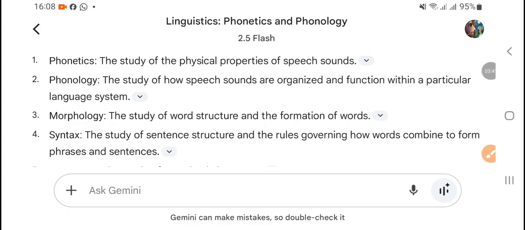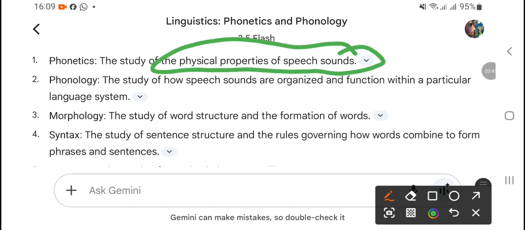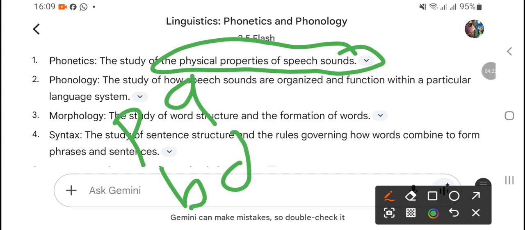Phonetics is the study of physical properties, right? Physical properties of speech sound. So, suppose I'm speaking here, right? So, what are the physical properties? Means how sound is produced, what organs we are using, like lips, right? Tongue, and teeth ridge, right? So this is how I used to give examples in the class, like P and Q and B and D, right?